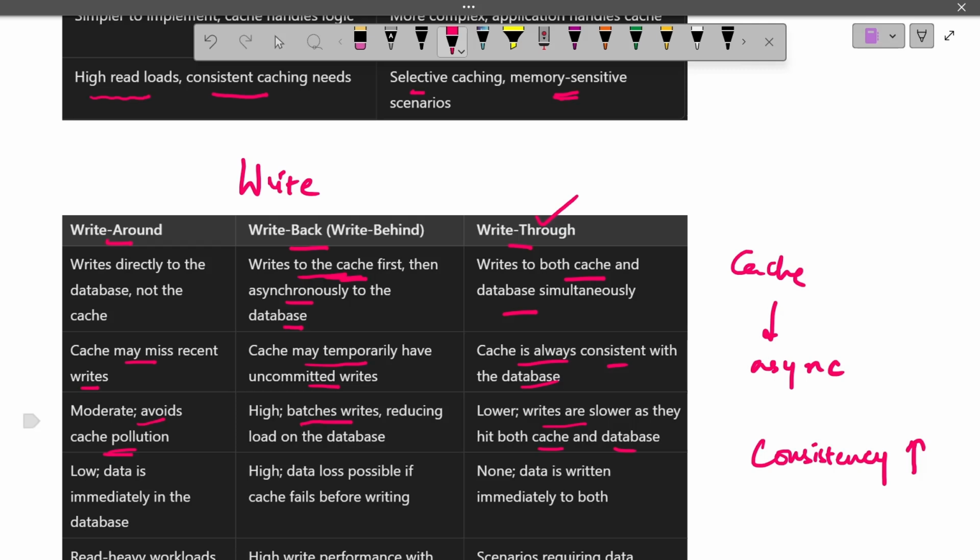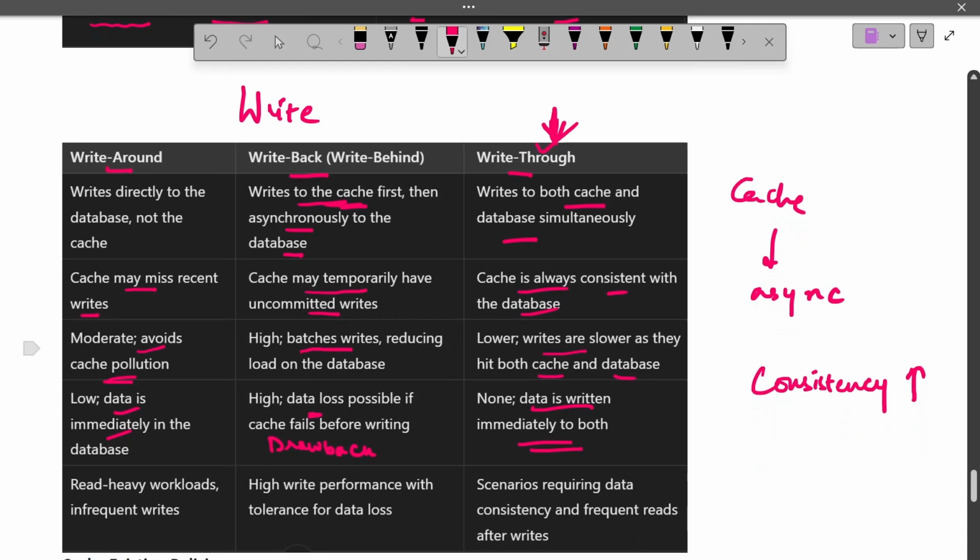In case of write around, the data is immediately in the database. In case of write back, the drawback is data loss, because what if the cache which is holding the uncommitted writes has failed to write to the database? But in case of write through, the data is written immediately to both, so there is no worry of data loss.